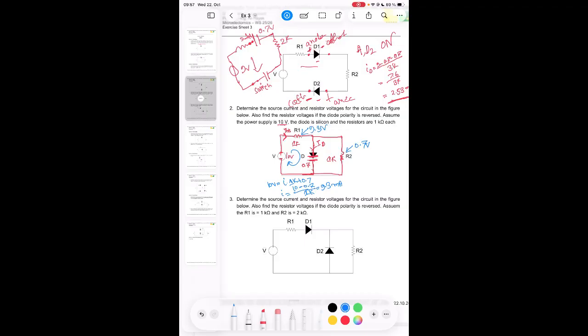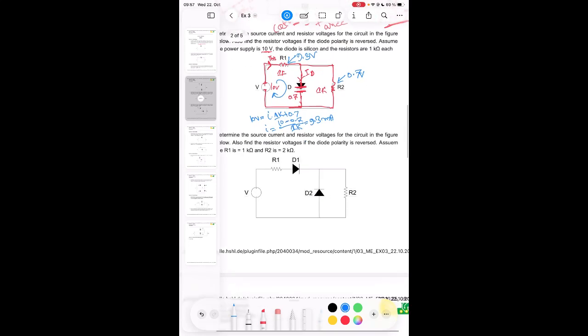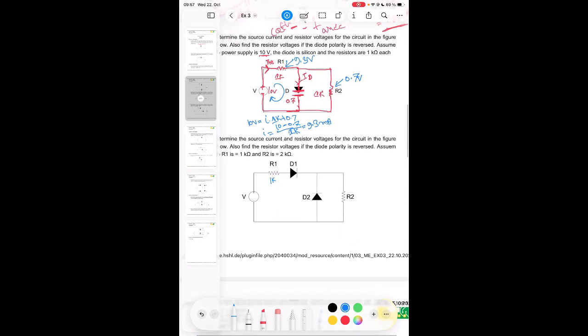Good, let's move on. Source current, so very important. Source current, resistor voltages for the circuit, 1 and 2 ampere. Diode polarity, so we have here 1K. So what should we do with the diodes? This is the first thing we need to clarify before we think about any of the models.